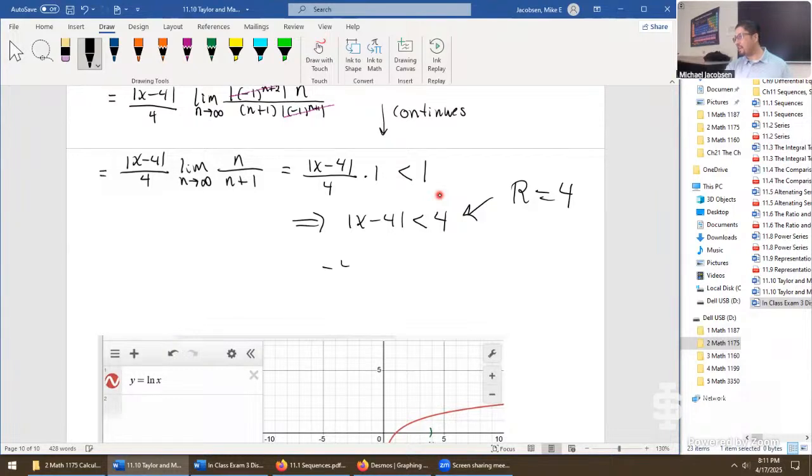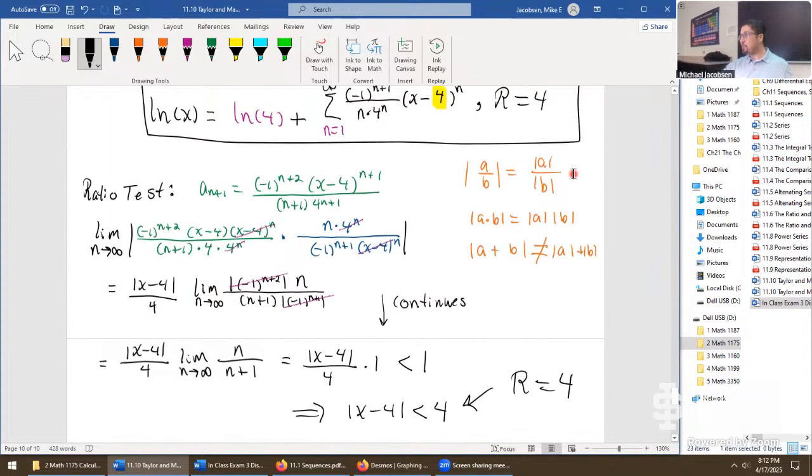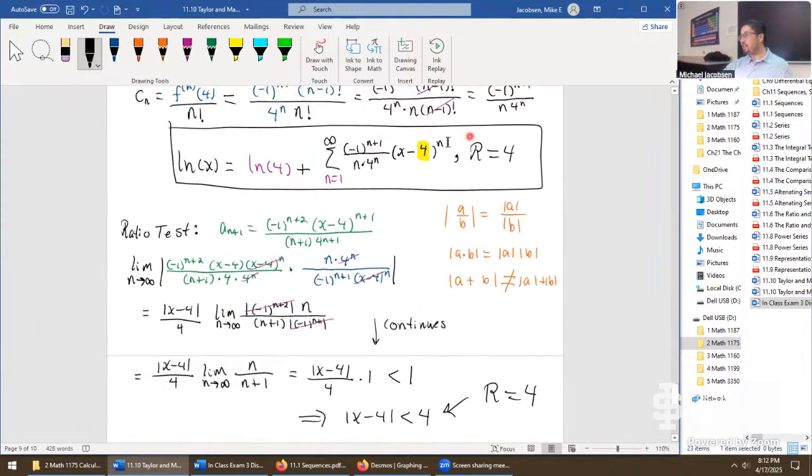You could also say -4 less than x minus 4 less than 4, add 4 to both sides. 0 is less than x, less than 8. So the diameter of this interval would be 8, but take its length, divide by 2. The radius of the interval is 4, is now what this is saying. That matches up with our expectations from right up here.